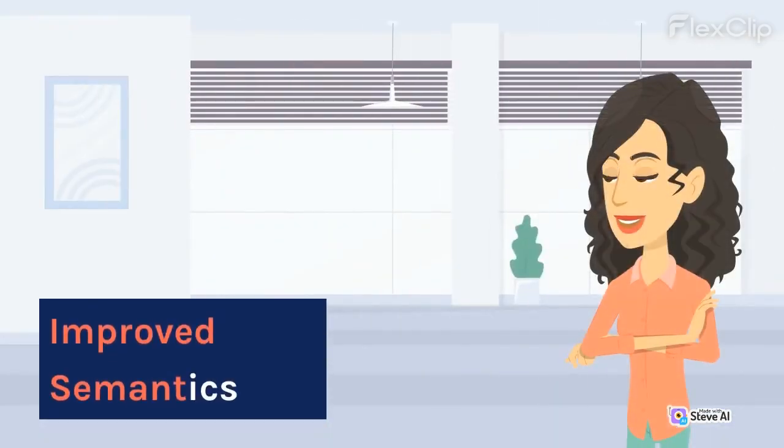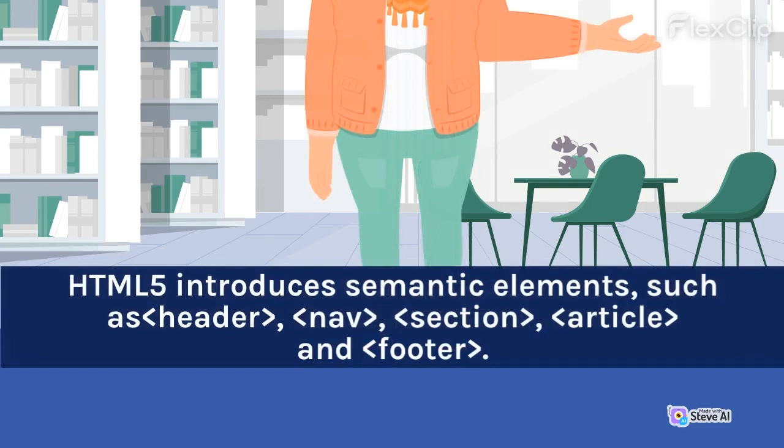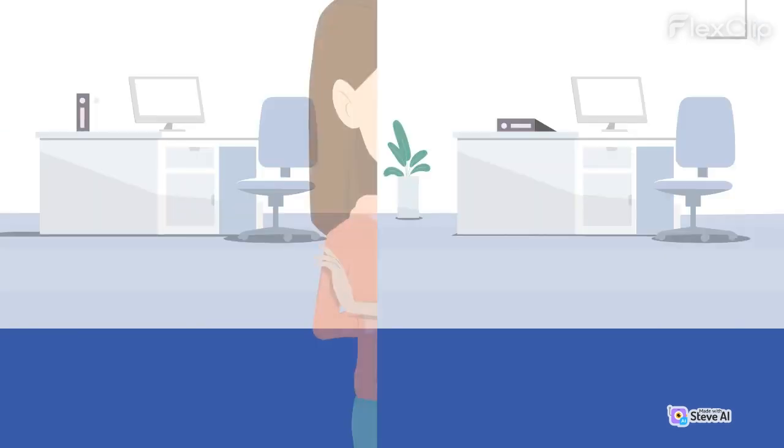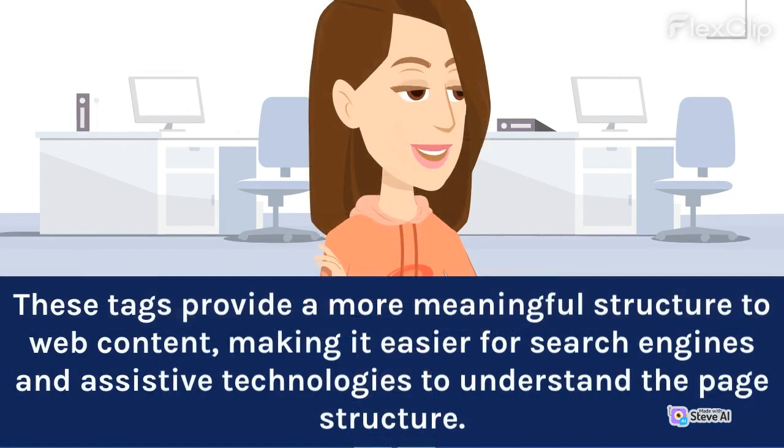Improved semantics. HTML5 introduces semantic elements, such as <header>, <nav>, <section>, <article>, and <footer>. These tags provide a more meaningful structure to web content, making it easier for search engines and assistive technologies to understand the page structure.